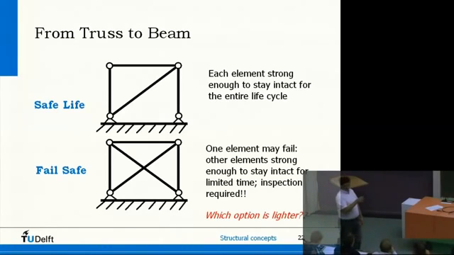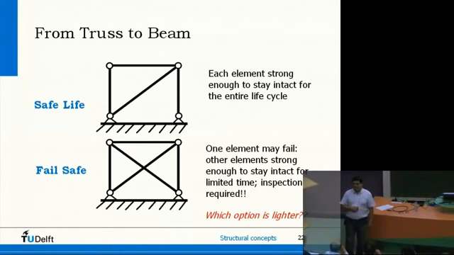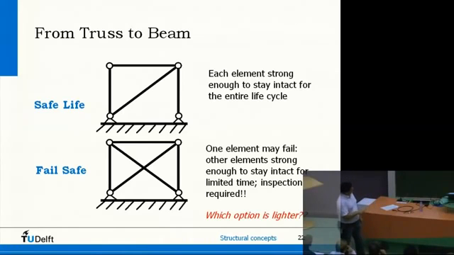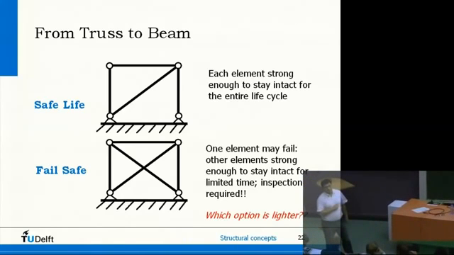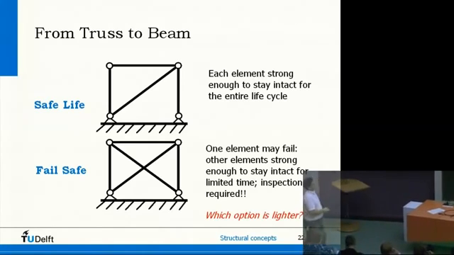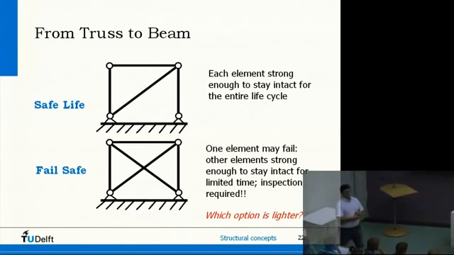But if I do it like that, then these individual elements can be lighter than in this case. My safety factors here are higher than in this case. So although I do have one element more in this case, the system as a whole can be lighter. Well, this is what we often do today.